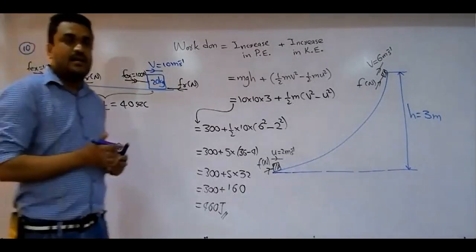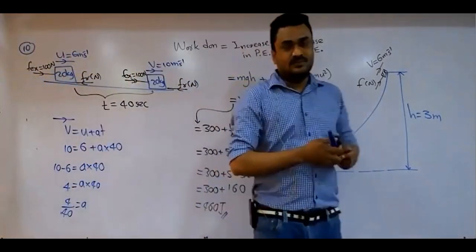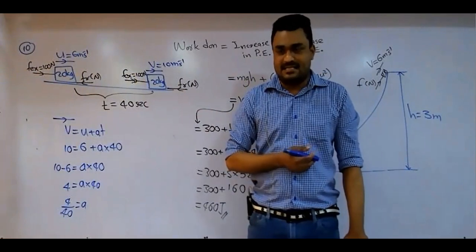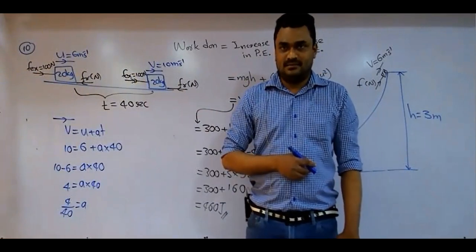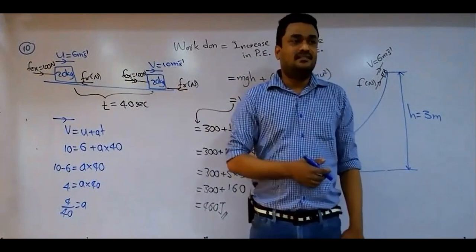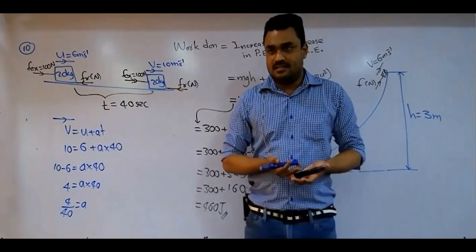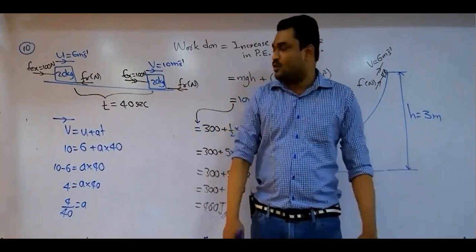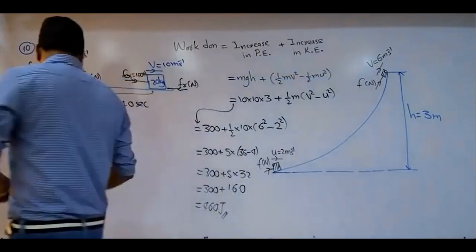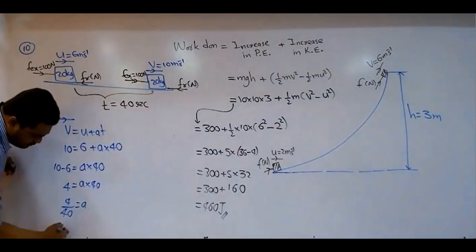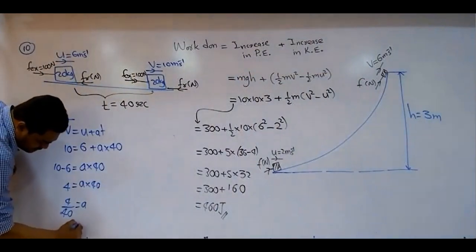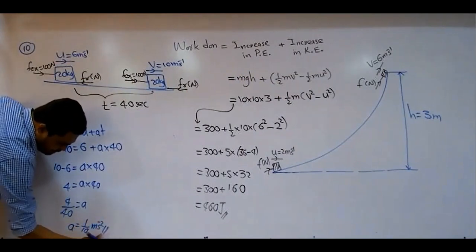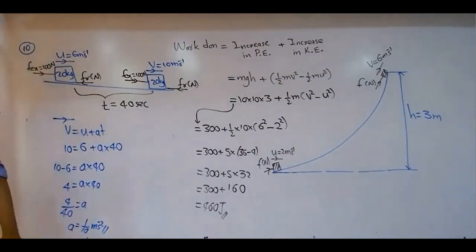Actually, no need to write all the steps like this. Even by looking at the figure, you must be able to tell the acceleration as 1 over 10. Just look at the figure, do the calculations in your mind, and tell me the answer. Acceleration is 1 over 10: 4 divided by 4 is 1, 40 divided by 4 is 10. So acceleration is 1 over 10 meter per square second. That's it. Complete.